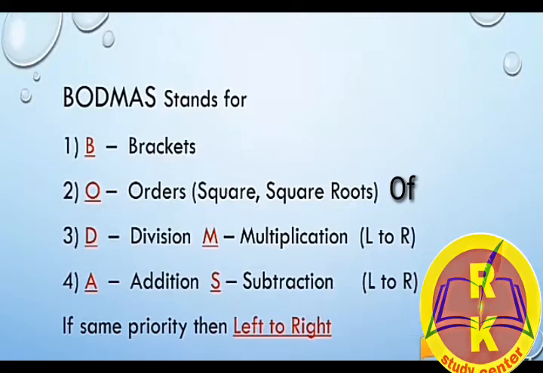Both have the same priority. So if division and multiplication both come in one problem, then we need to apply the left to right rule. That is, as the operators come, we need to do them in that order. The fourth priority is addition and subtraction. Addition and subtraction have the same priority. So if only addition is there, we can perform addition, and if only subtraction is there, we can perform subtraction. If addition and subtraction both come, then we need to apply the left to right rule. So we need to do it from left to right.